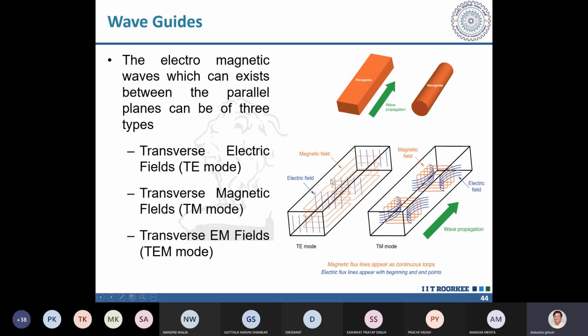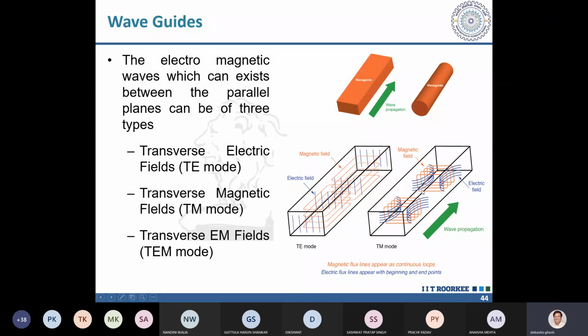And because there is a magnetic field component which is perpendicular to the electric field, you will be having the wave propagating in this direction. Okay, so this is how the wave propagation takes place. The TM mode is similar, you can see here how the electric field is here and how the magnetic field is here.